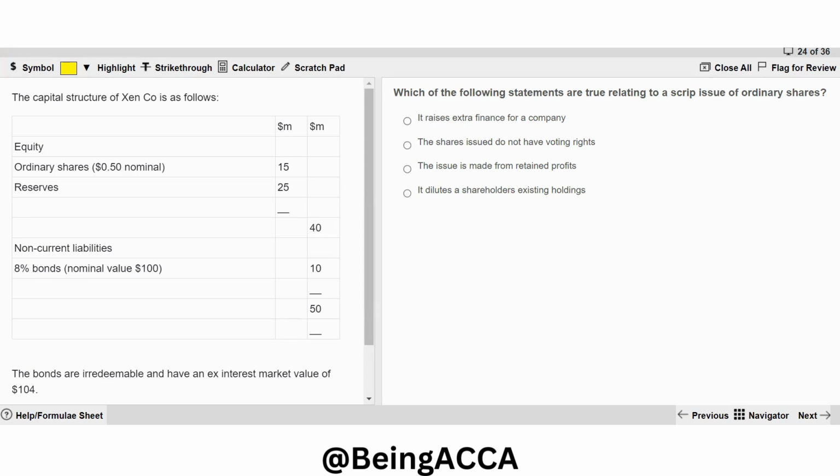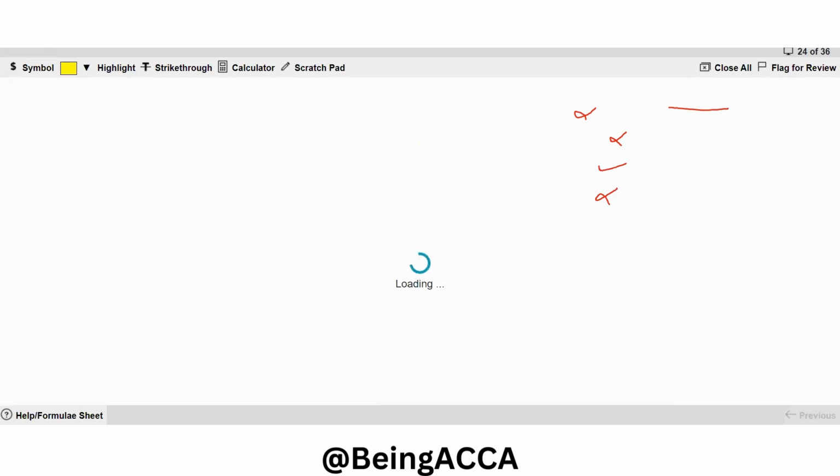So let's eliminate our options first. It raises extra finance for the company? No. The shares issued do not have any voting rights? This is also false. They have the same voting rights as ordinary shares. The issue is made from retained profits? Yes, definitely. It dilutes a shareholder's existing holdings? No, it will not dilute, because the shares that you are issuing in a scrip issue or a bonus issue will be in proportion to the existing shareholding. So this will not dilute your existing holdings. That is why option C is my right answer. I will move on to the next one.